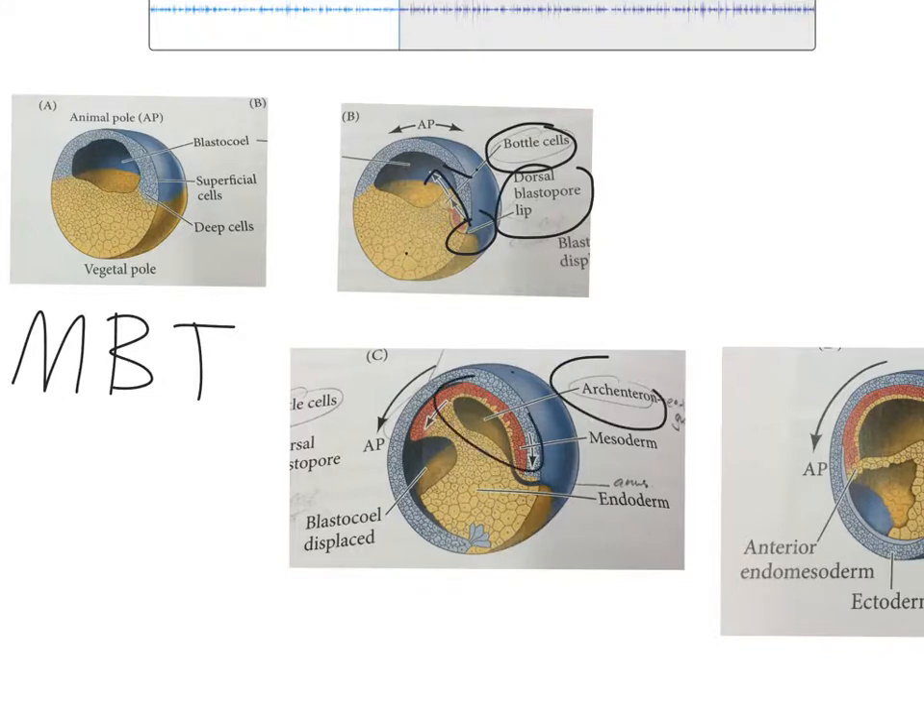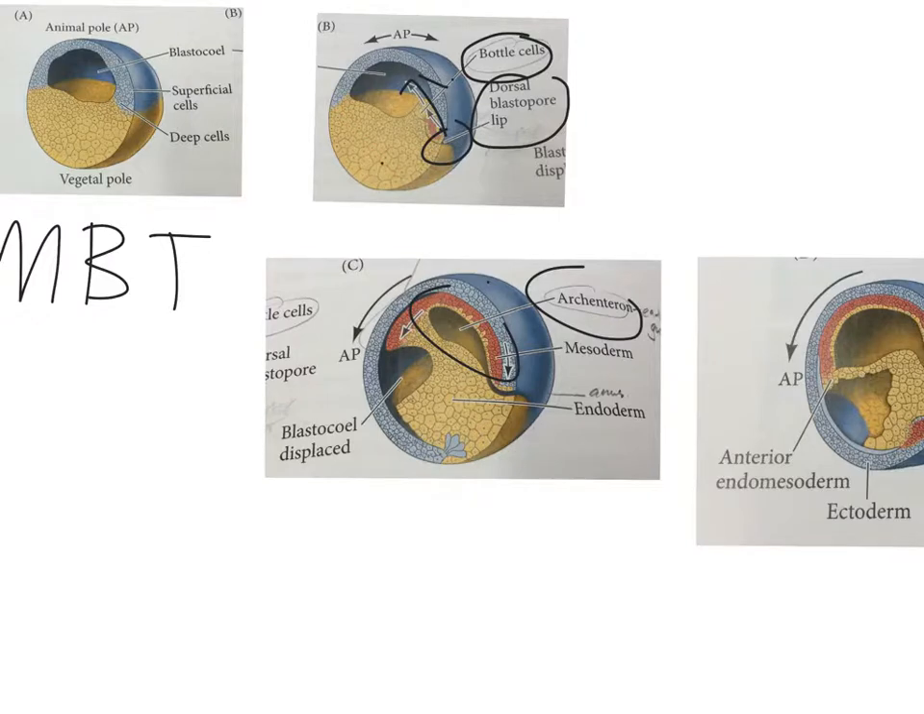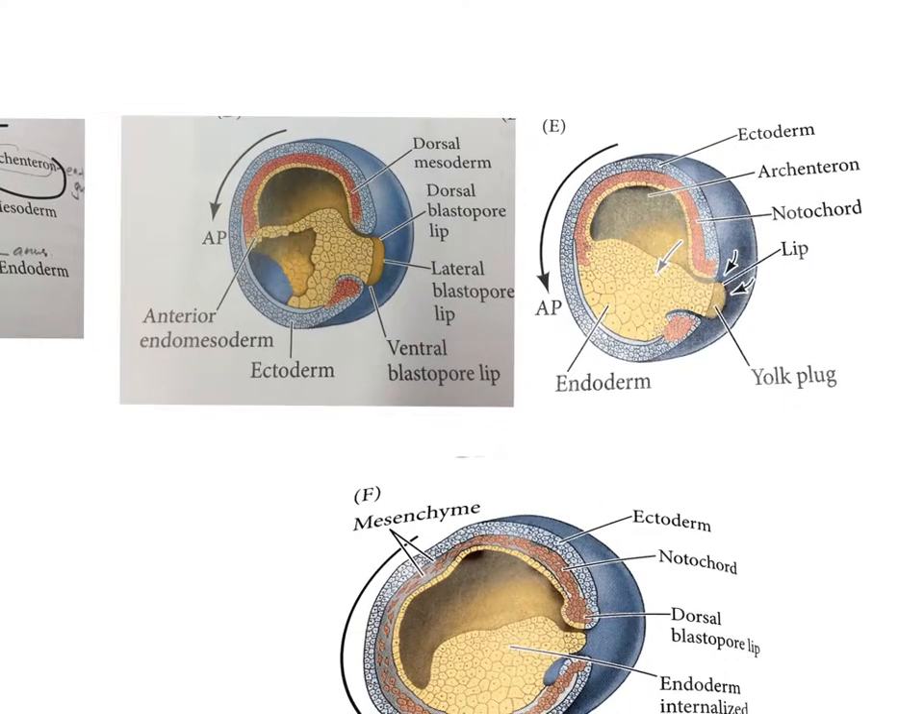As this happens, the ectoderm moves down and around the embryo in a type of cell movement called epiboly. Once epiboly has done its job, the blastocoel has disappeared and another set of bottle cells migrates into the embryo, and this creates the ventral blastopore lip and lateral blastopore lips on the sides. And the circle of endoderm down there is called the yolk plug.